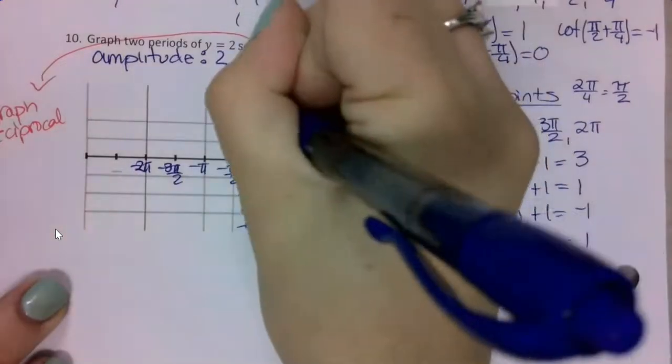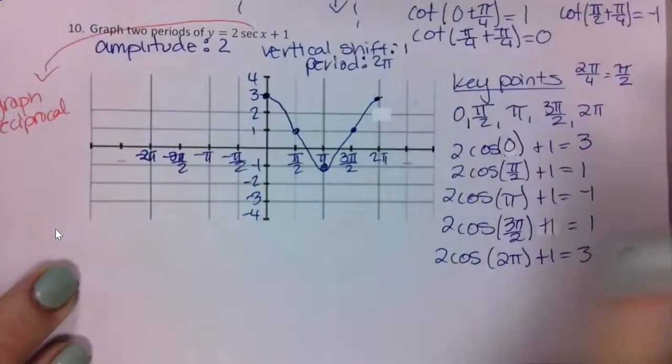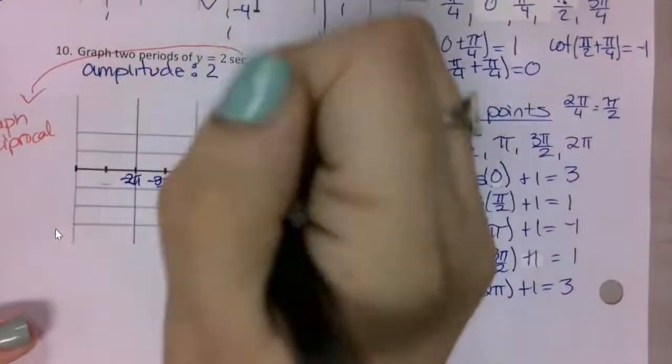Then I want to connect my points. I need 2 full periods again. So I'm going to go ahead and copy this over.